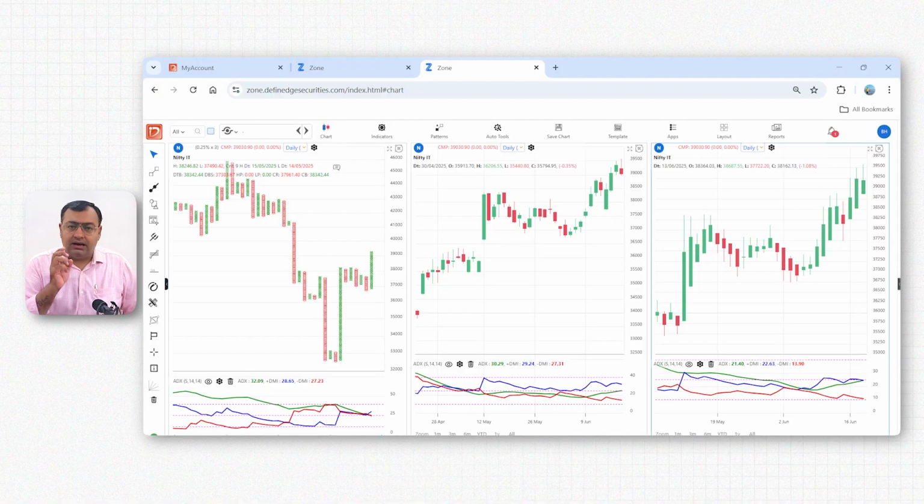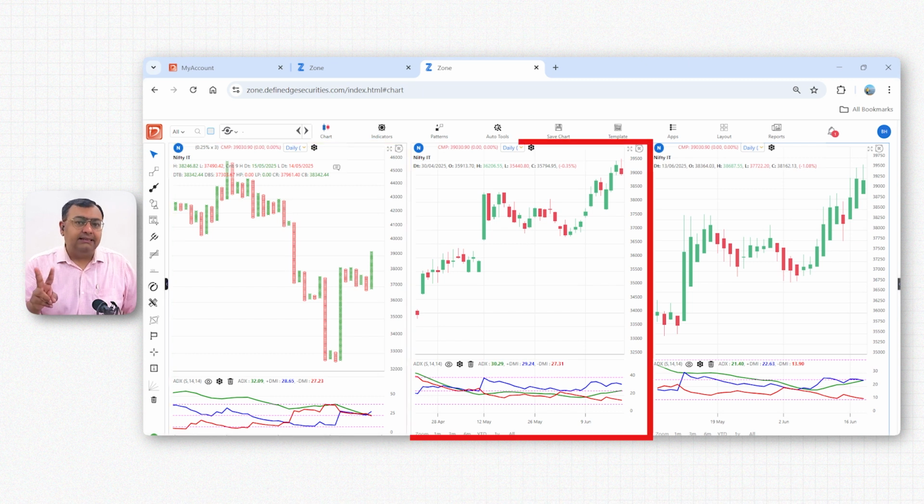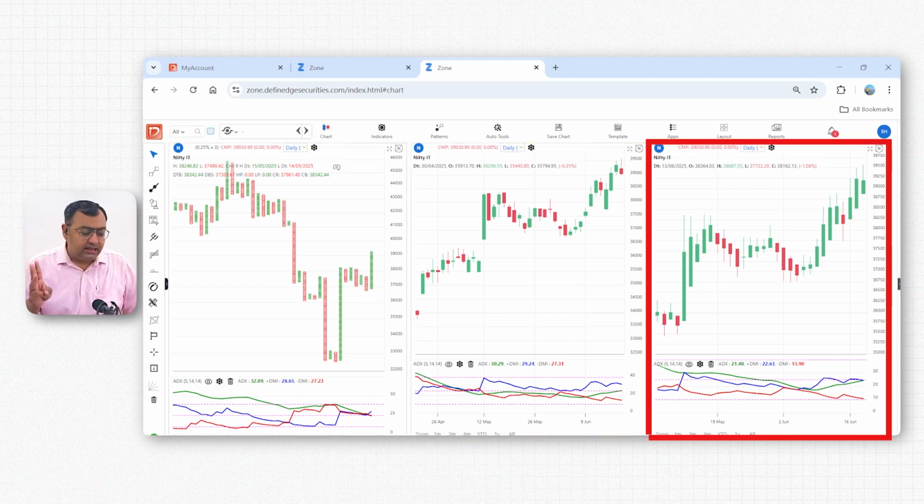Now, if you look at the screen over here, I have divided the screen into three parts. The left one is point and figure, the second is candlesticks or OHLC, bar charts, whatever you're using. The third is Heikin Ashi. On every chart, there is an indicator below called ADX.